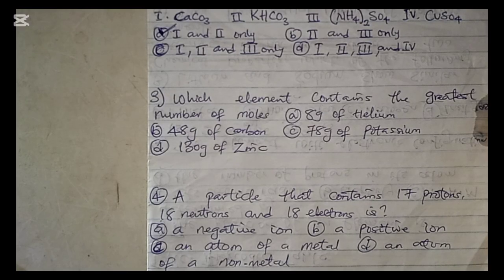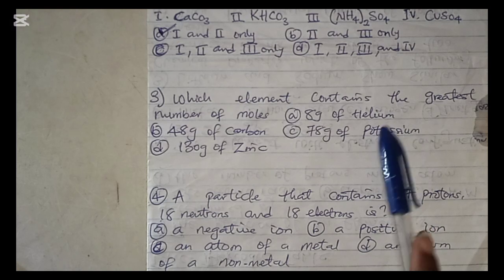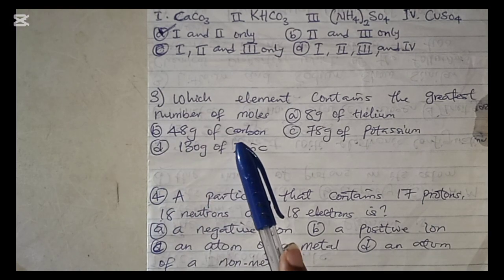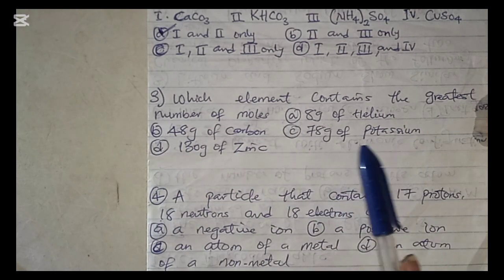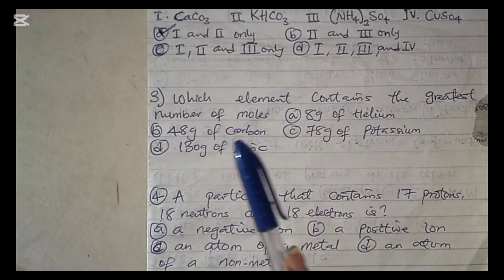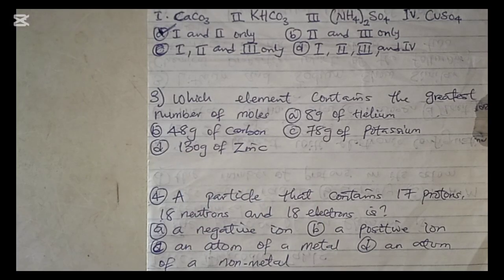Which elements contain the greatest number of moles? We have A, 8 grams of helium. B, 48 grams of carbon, C, 78 grams of potassium, and D, 130 grams of zinc. So which element contains the greatest number of moles?